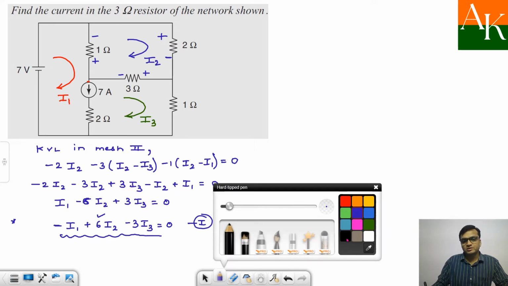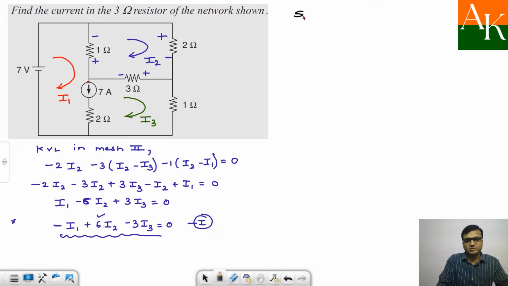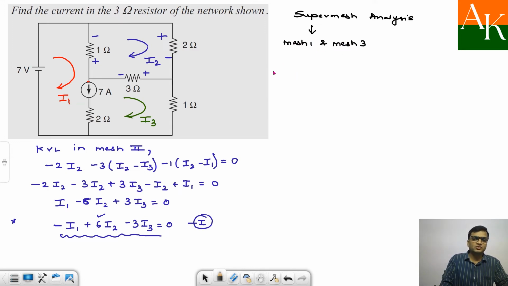Now we have to go for super mesh analysis. So I'm writing over here super mesh analysis, and just for your reference I will write that the super mesh is formed because of mesh 1 and mesh 3. Now the first part in super mesh analysis is to look at the direction of the current source. This being the first numerical, I am writing this out. So 7 ampere is moving downward, so I'll write 7 ampere downward over here.